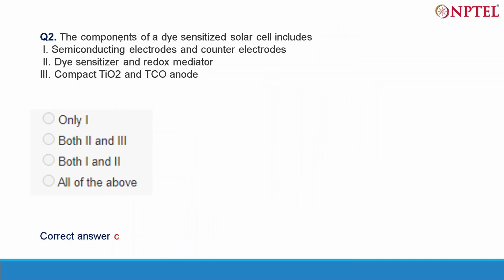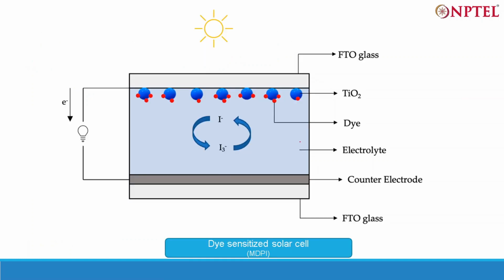Next, the components of a dye-sensitized solar cell. You have gone through it, I think in the first or second slide. In a dye-sensitized solar cell, semiconductor electrodes and counter electrodes will be there, semiconductor will be there in all solar cells, and basically a dye sensitizer will be there. A TCO node is not there, so the correct answer is both 1 and 2. So this is basically a dye-sensitized solar cell.